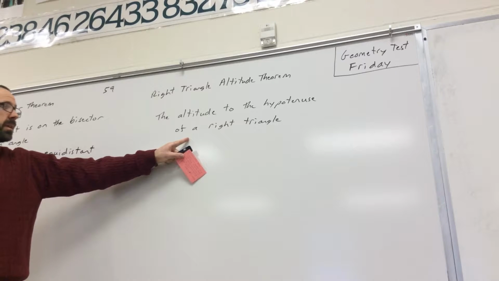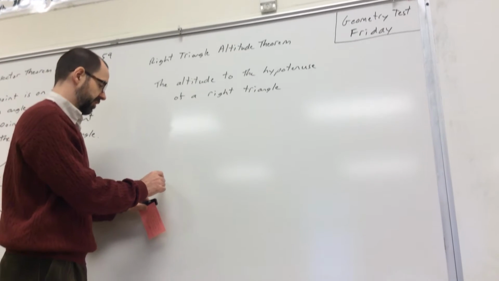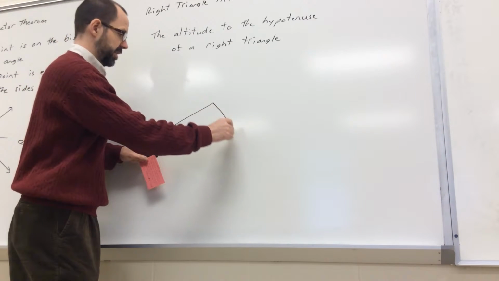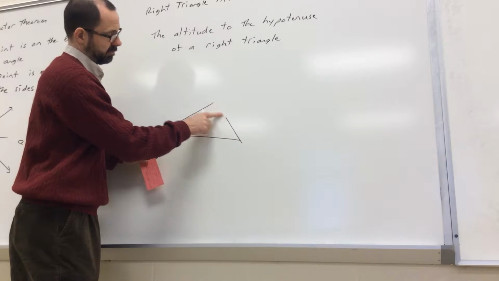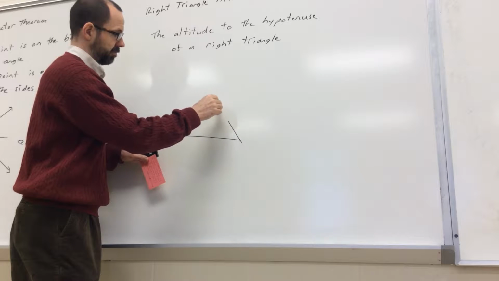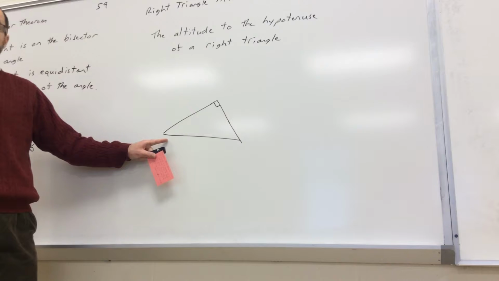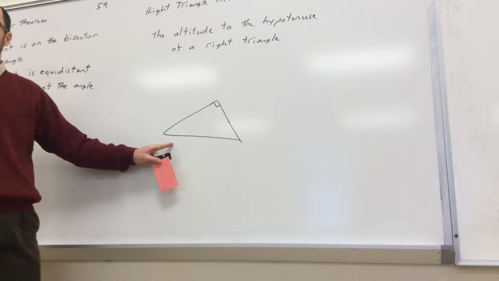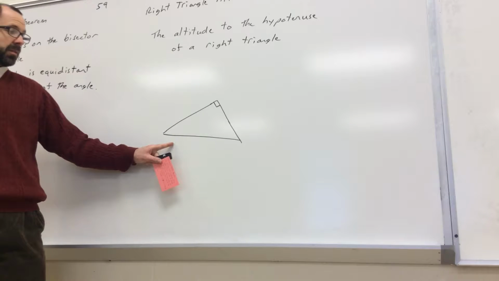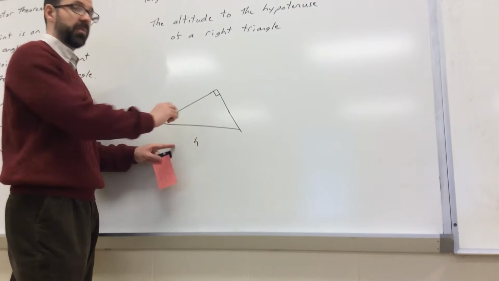Thank you. So the altitude to the hypotenuse of a right triangle. I'm going to draw a right triangle so we can kind of see what's going on here. So here's the right triangle. It's got a right angle. That's what makes it a right triangle. What is this side called? Hypotenuse, yeah. So just as a reminder, that's H for hypotenuse.